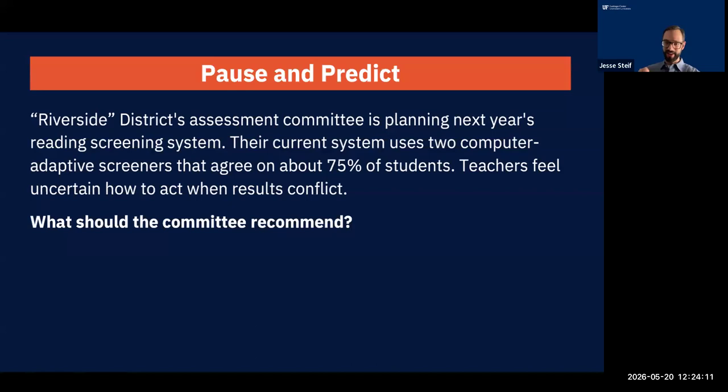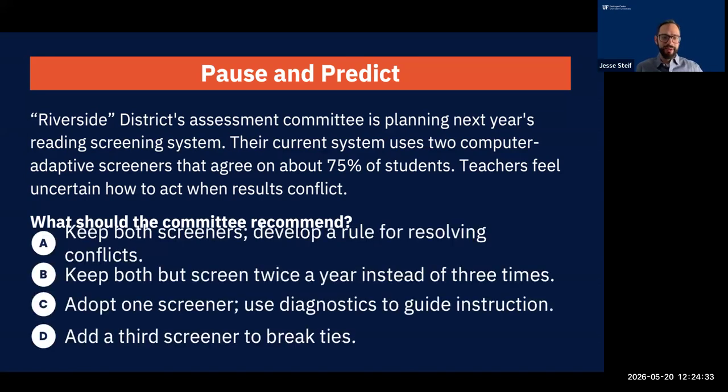So there are differences in how these two computer adaptive screeners measure students, and that results in differences in how they score and their percentile rank. And it's leading to situations where teachers feel uncertain about how to act when the results conflict. What do we think the committee should recommend?